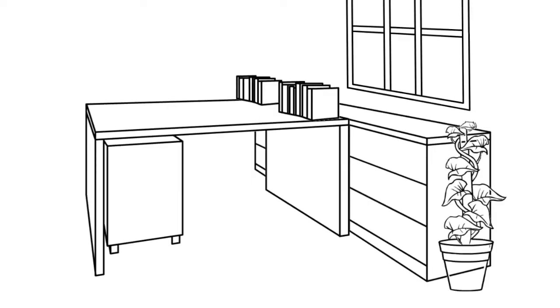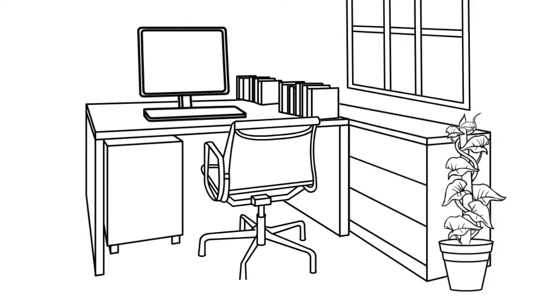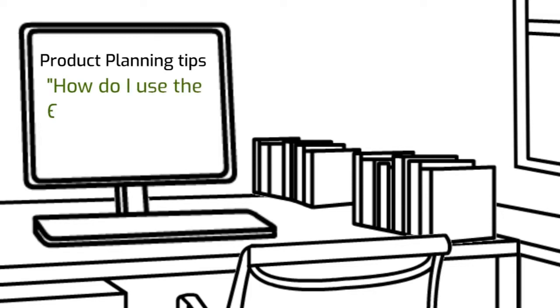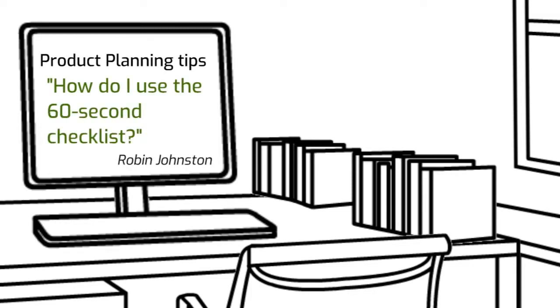This is one of a series of video clips meant to help you with product planning. Recently, 10 of our team members met for 4 weeks to discuss the best workflows. This topic came from those sessions. Today's topic is our 60-second checklist. Robin Johnston will explain the checklist and how to use it.